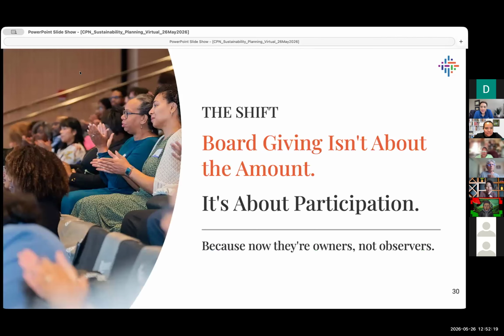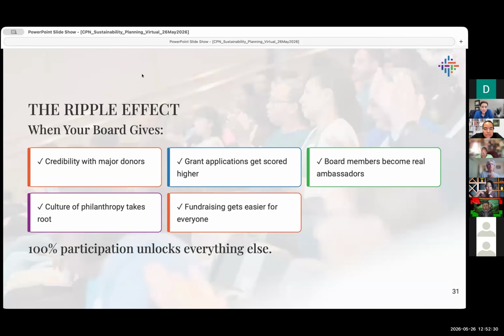Okay, a couple more slides. So the board giving isn't about the amount, it's about participation. When the board participates, when they give, they become owners and not observers, right? Their money is involved here. So that's what we want them to do. When they give, it creates credibility with major donors. Grant applications get scored higher. Board members become those real ambassadors that Chris was talking about, the spokespersons for their organizations. That culture of philanthropy takes root, and then fundraising gets easier for everybody.